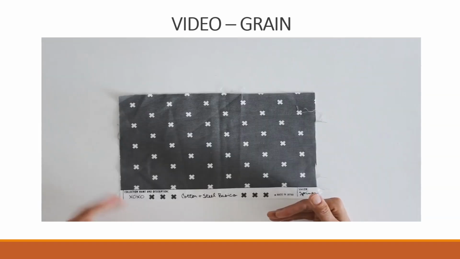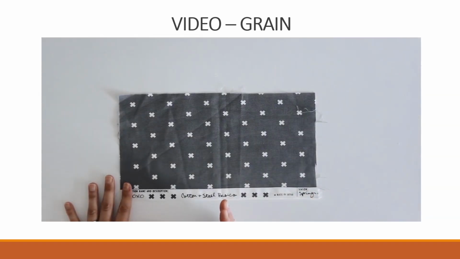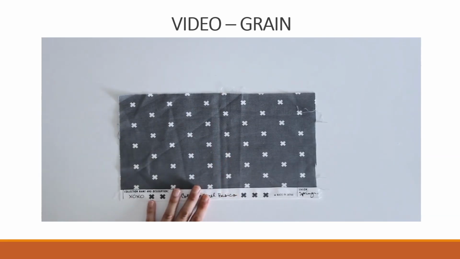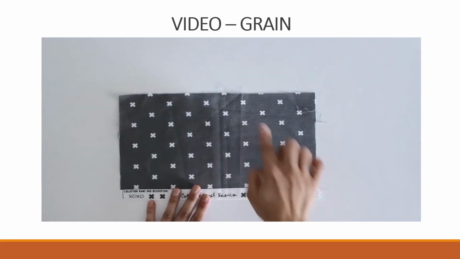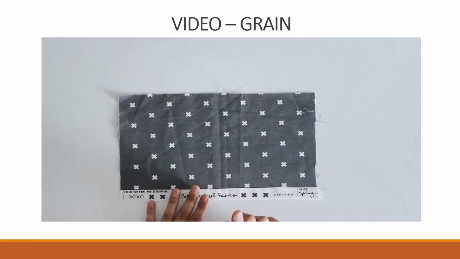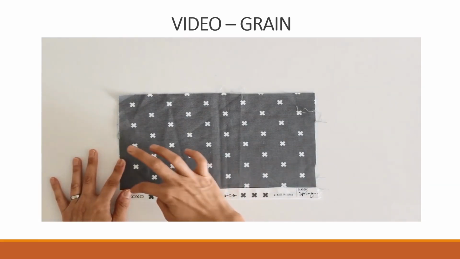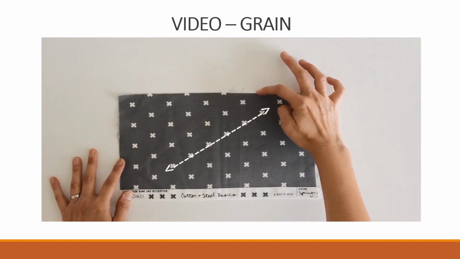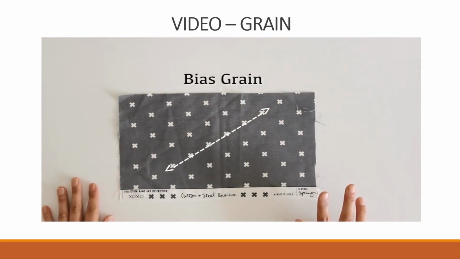Sometimes you can get away with cutting on the cross grain. For example, if you want a pattern to go a certain direction that's printed on the fabric, but we're going to talk about what that can change. And then sometimes you want to be cutting on the diagonal. The diagonal grain line is referred to as the bias grain of the fabric.